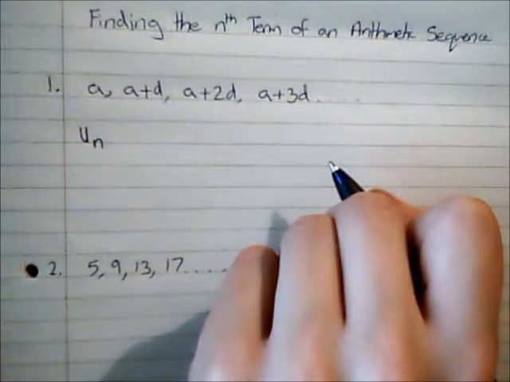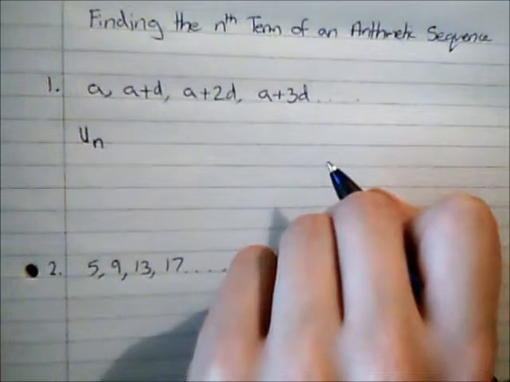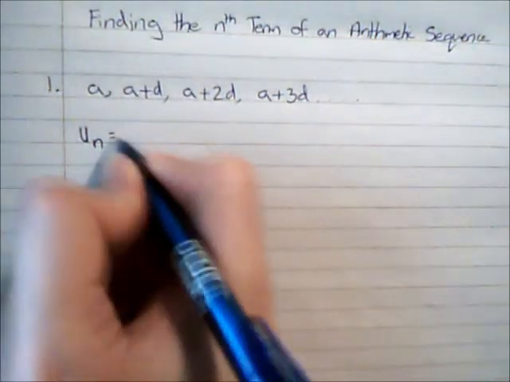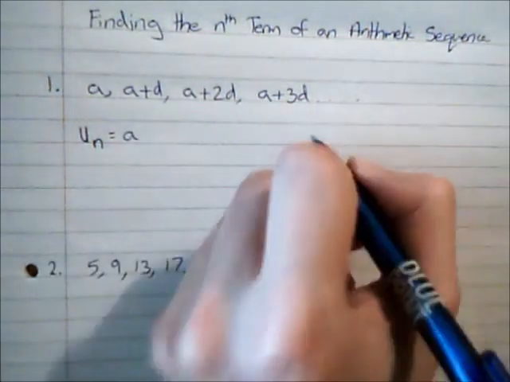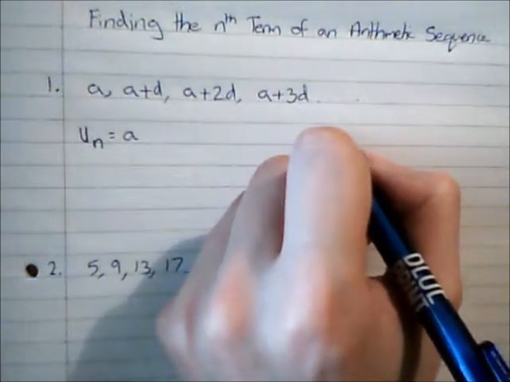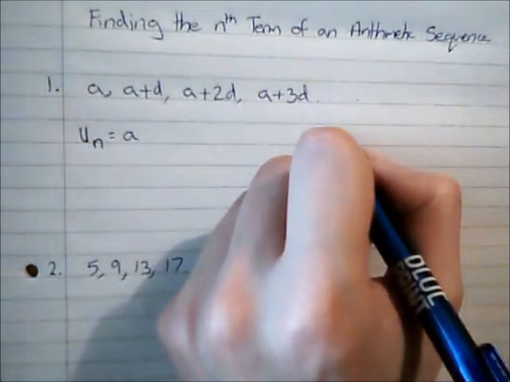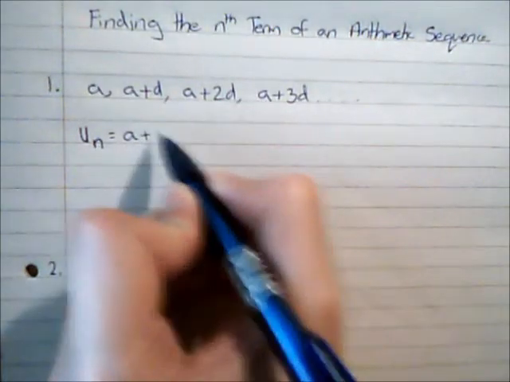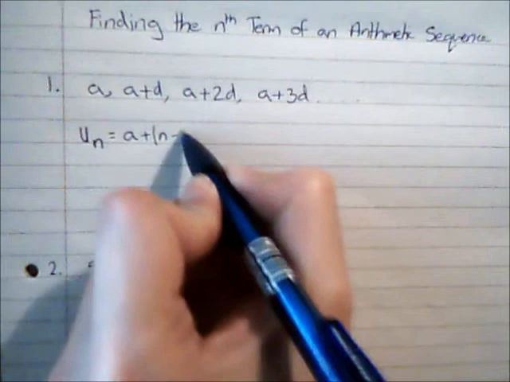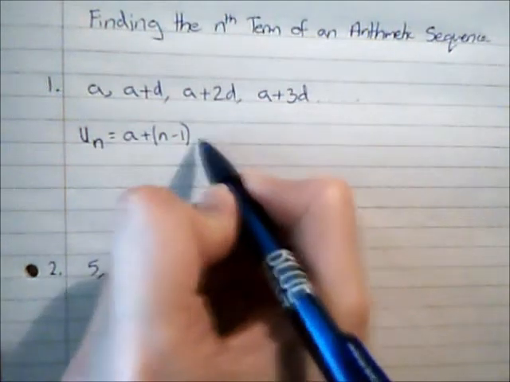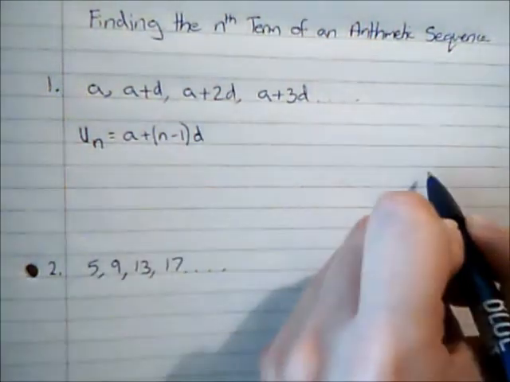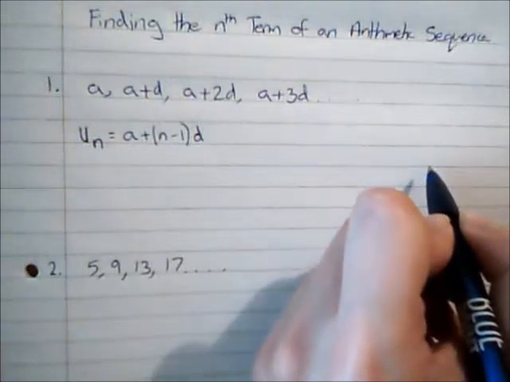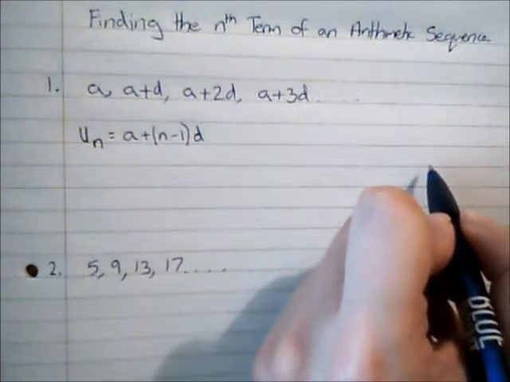Each term in the sequence has an A, so we know the general term is going to have an A, and it has a number of D's. The first term has no D's, the second term has 1, the third term has 2, the fourth term has 3, and so on. So the number of D's is 1 fewer than the number of terms. And that gives us this, which we can then use as a formula to help us solve other problems.